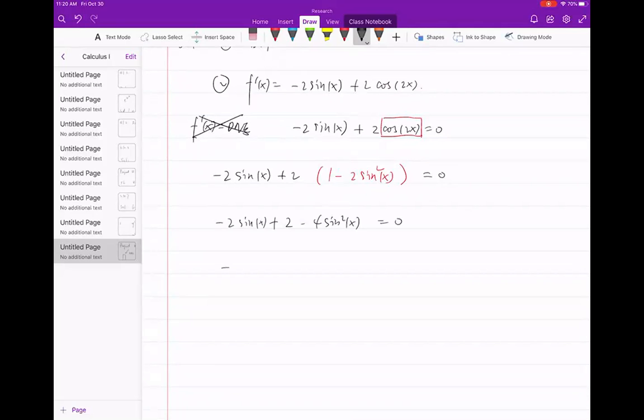Clean things up a little bit. Positive 2 sine square x plus sine x minus 1 equals 0.